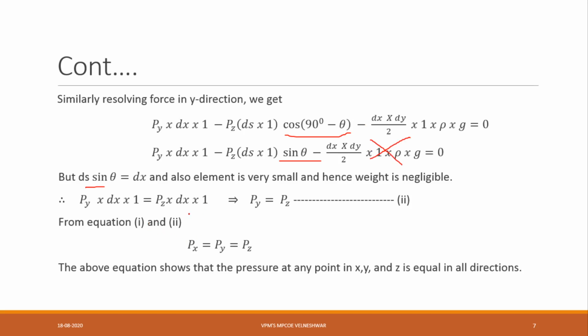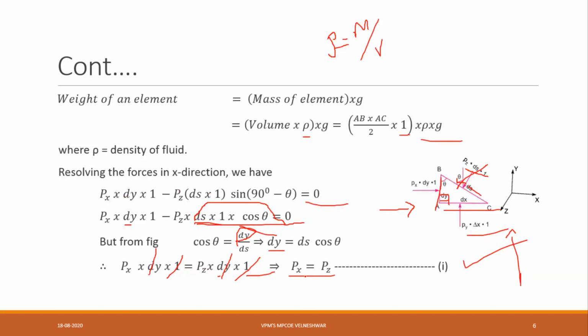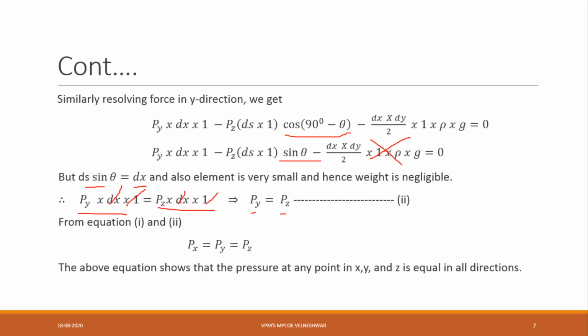Now, what is the value of ds sin theta here? dx. That is Py into dx into 1 minus Pz into dx into 1. dx, dx cancel, 1, 1 cancel. The final value is Py is equal to Pz. Make it as equation 2. Now what is our equation 1? Px is equal to Pz. And what is equation 2? Py is equal to Pz.